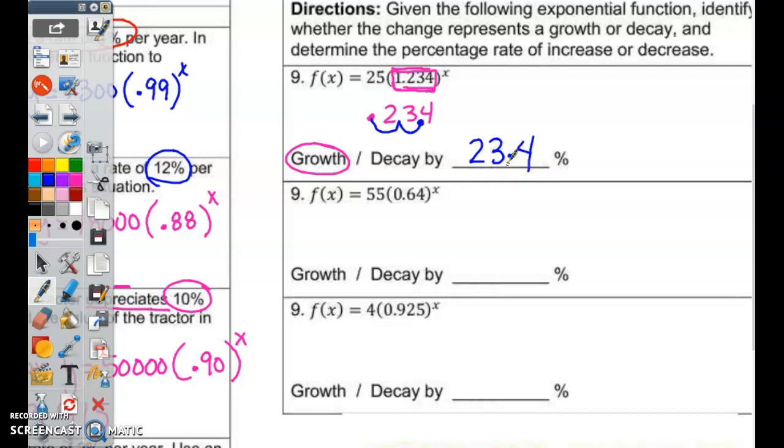Okay? What if it's like number 9? This is a decay because it's less than $1. So you're going to do 1 minus 0.64, and that's going to give you the percent. So that gives you 0.36, which is 36%.